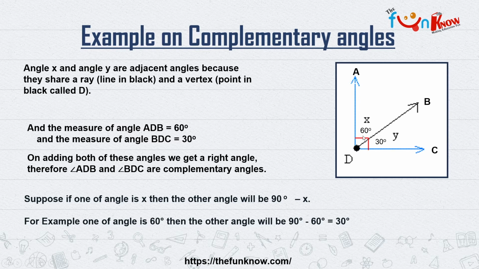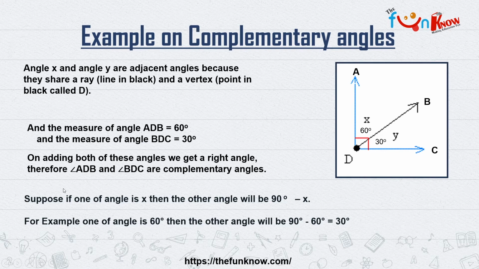So when the two angles are adding up with each other, that is 30 degrees added with 60 degrees, they are forming a right angle. So these two angles are also known as complementary angles. So remember, angle ABD and angle BDC are complementary angles to each other because both are adding with each other and they are forming a right angle or a 90-degree angle.